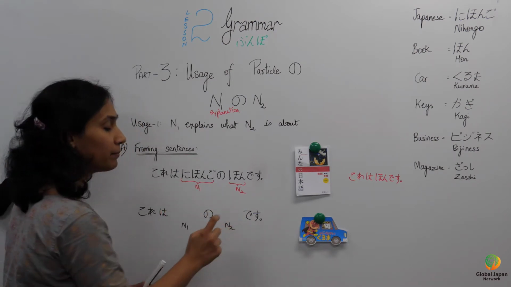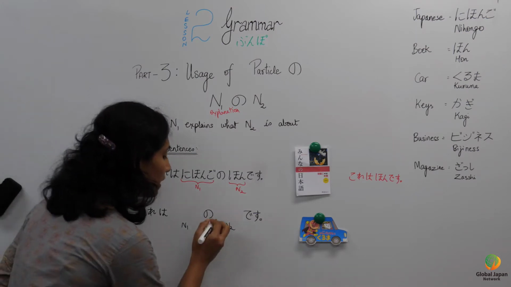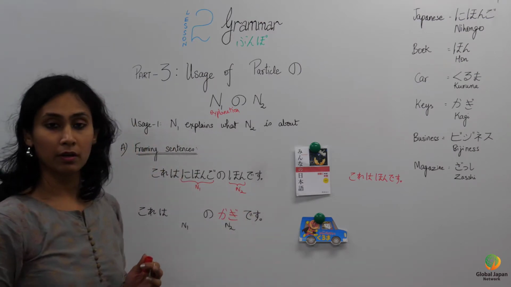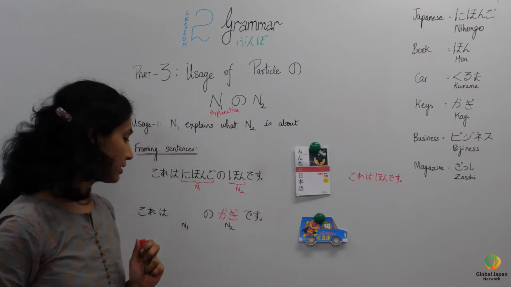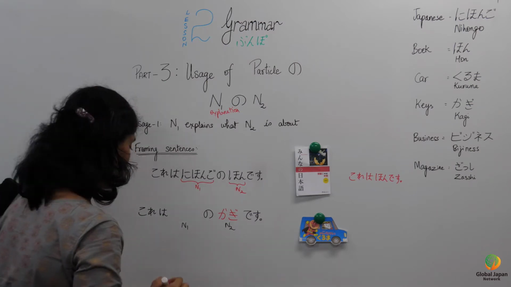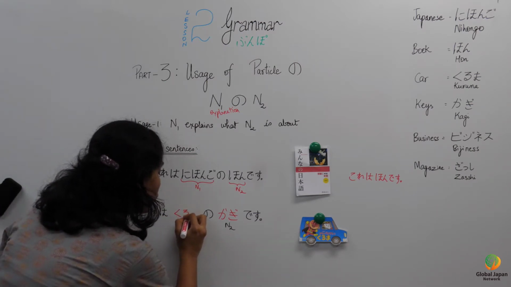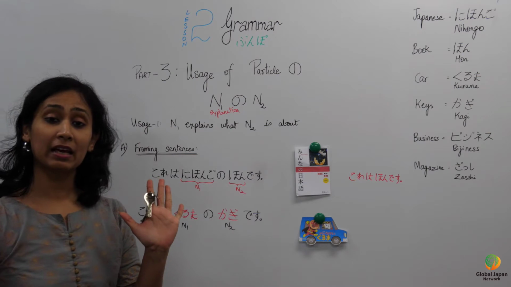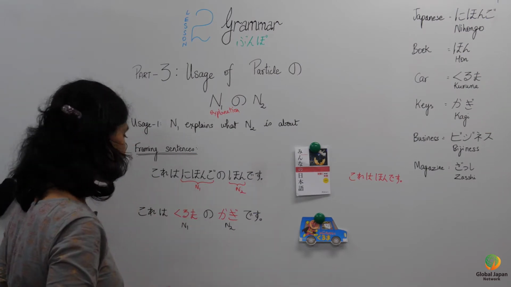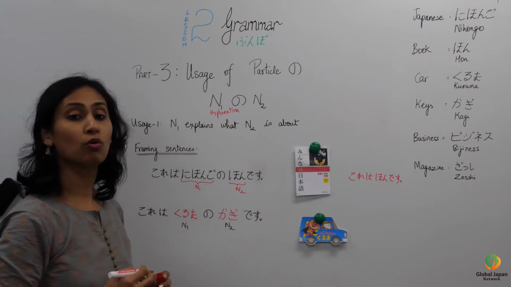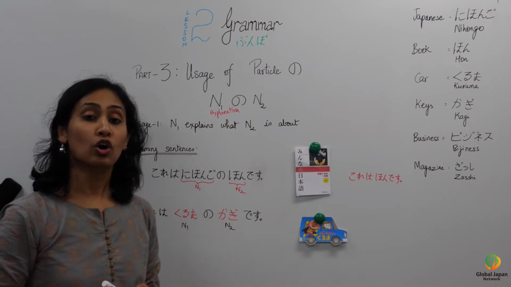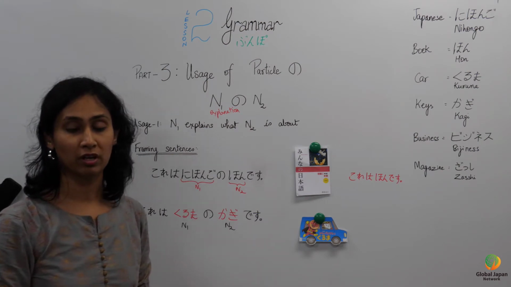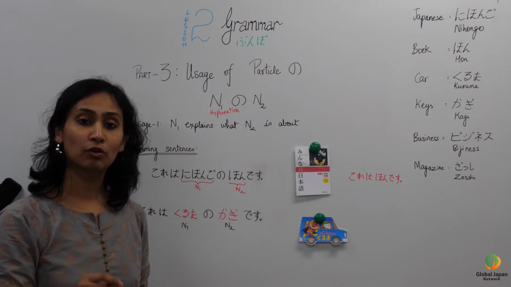So the object is going to come here. And keys in Japanese, the word is kagi. And what keys are these? Car keys. And car, the word is kuruma. Kore wa kuruma no kagi desu. These are the car keys. So we have seen these two sentences now. Kore wa Nihongo no hon desu. Kore wa kagi desu, which means these are keys. But if I have to give more information about it, I will tell Kore wa kuruma no kagi desu.